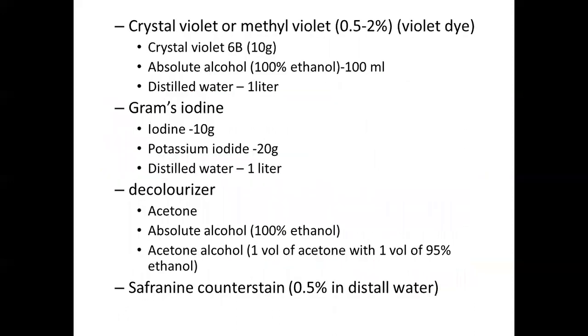Crystal violet or methyl violet is a 0.5 to 2% violet dye, with absolute alcohol 100% and distilled water 1 liter. Then Gram's iodine: iodine 10 gram, potassium iodide 20 gram, and distilled water 1 liter. Decolorizer: acetone, absolute alcohol 100%, or acetone alcohol, 1 volume of acetone with 1 volume of 95% ethanol. Then safranin counter stain 0.5% in distilled water.